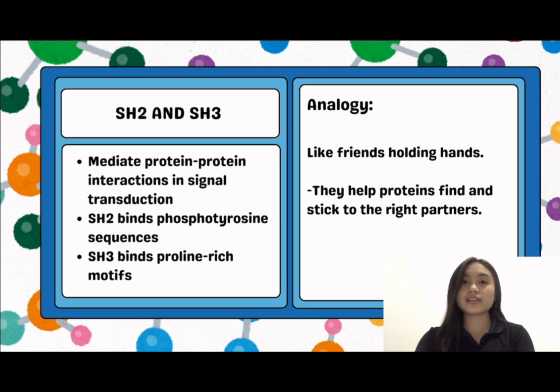Next, we have the SH2 and SH3. So these are protein modules that mediate protein-protein interaction. So they play a crucial role in signal transduction pathways, particularly those initiated by tyrosine kinases. SH2 domains specifically bind to phosphotyrosine containing sequences in target proteins, while SH3 domains recognize proline-rich motifs. So for our analogy, these are like friends holding hands. So they help proteins find and stick to the right partner.